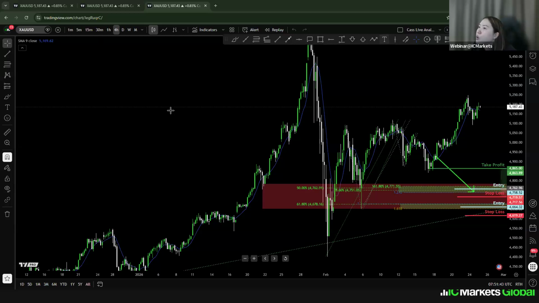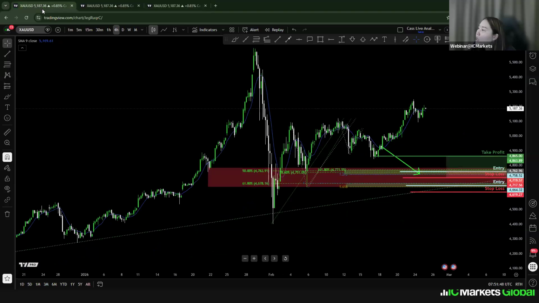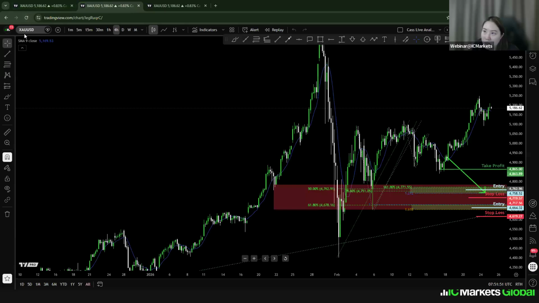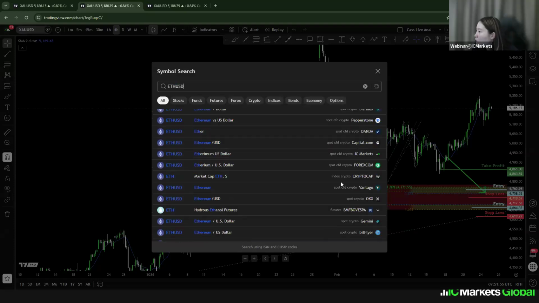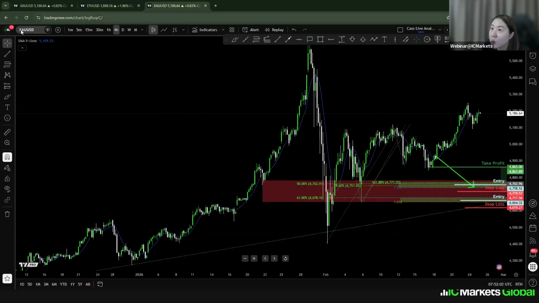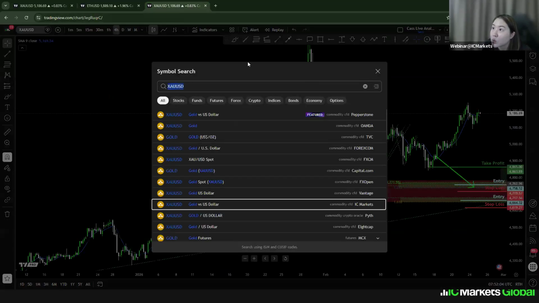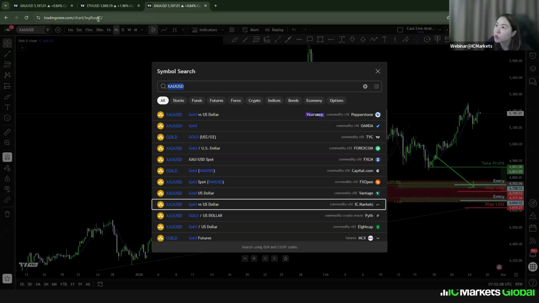Okay, let's resume. I've pulled out three charts: Gold USD, ETH USD. Whenever you are pulling out charts, please choose IC Markets, because you are trading on the IC Markets platform. You will see different brokers there, but please use IC Markets because then the charts will be as close as possible to the platform that you're using.